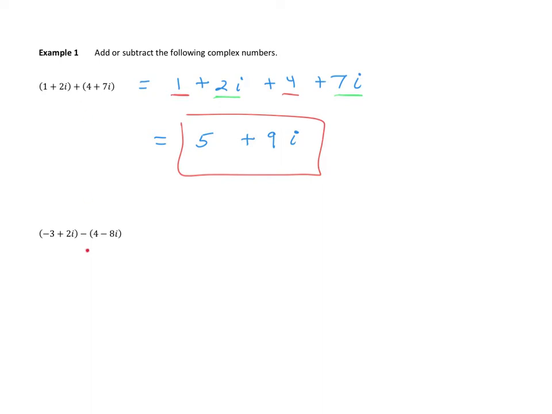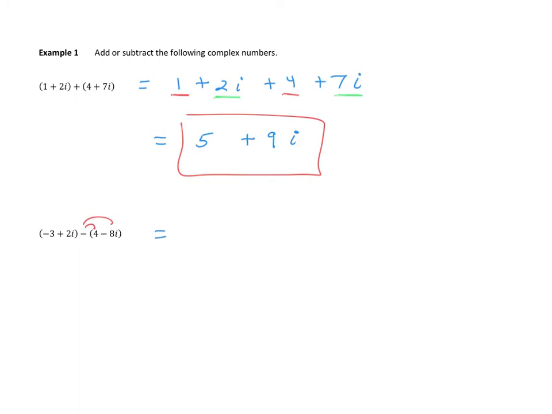So that was addition. What about subtraction? What we'll do here is get rid of the parentheses, but to do so, you have to distribute the negative to both terms over here. So I have to multiply that negative to the 4 and the negative 8i.